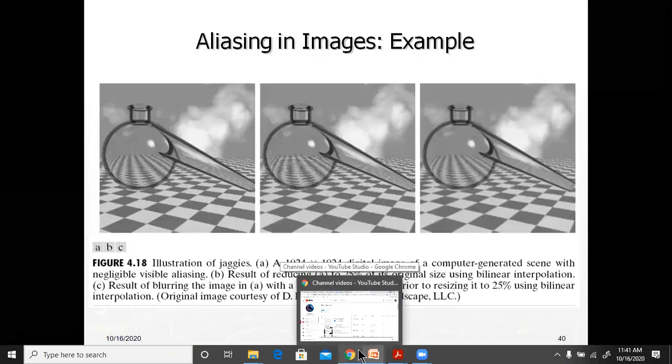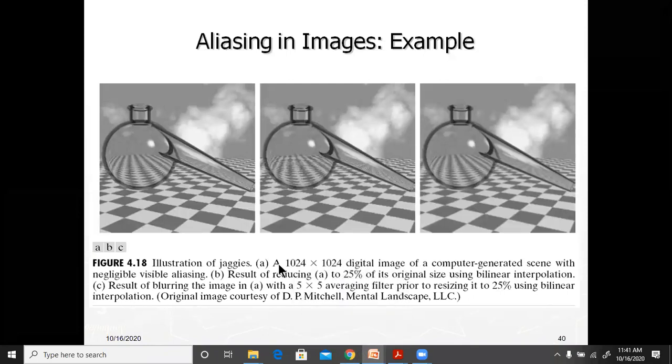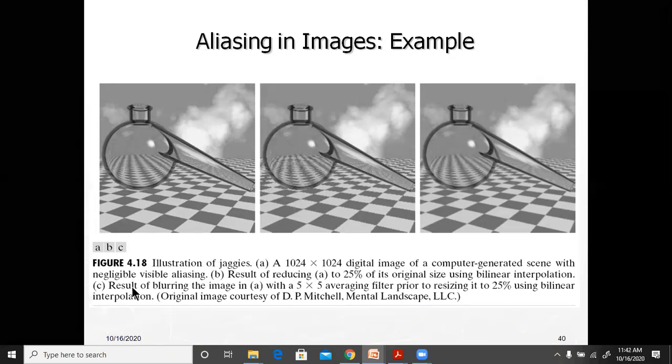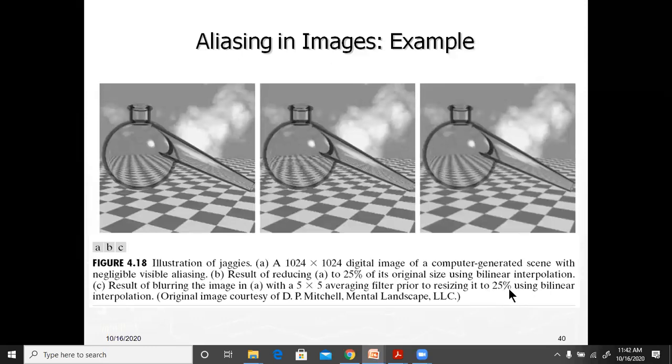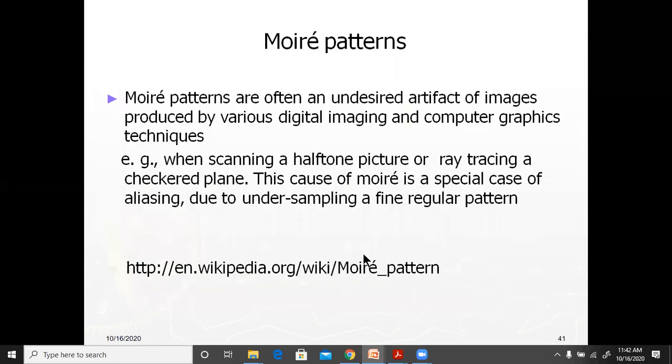Similarly, we have another figure here: a 1000 by 1024 digital image of a computer generated scene with negligible visible aliasing. The result of reducing A to 25% of its original size using bilinear interpolation is this figure, and the result of blurring the image with a 5x5 averaging filter prior to resizing it to 25% using bilinear interpolation is shown over here. We'll take up the Moire pattern in the next class.